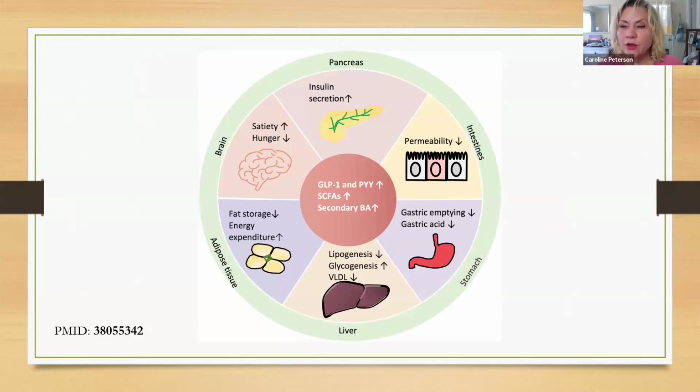So if you have adequate secondary bile acids, adequate short-chain fatty acids, adequate GLP-1 and PYY, then you're going to have adequate insulin secretion. You're going to have low permeability. You're not going to have a leaky gut. You're going to have slower gastric emptying and gastric acid so that you get full quickly. There will be little storage of fat in your liver, and your liver won't need to release sugar to augment your fuel. And you'll have increased energy expenditure, so you won't have to store fuel in your adipose tissue, and you'll feel full and not hungry. That's what happens when you have that balance in the microbiome.